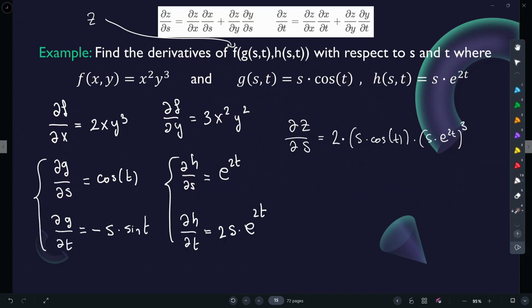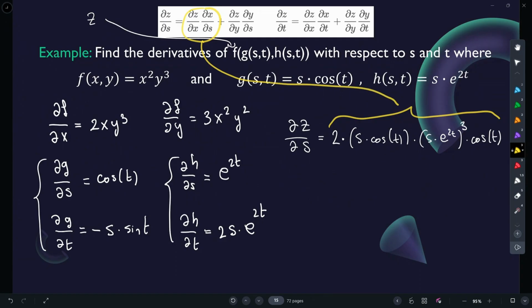And then there's one more term. I have to multiply by the derivative of x with respect to s. So the derivative of g with respect to s. So I have to multiply also by cosine of t. That is this term. So this whole thing is this term over here.